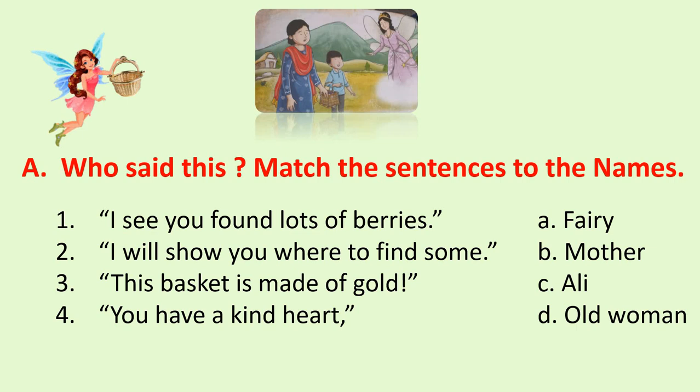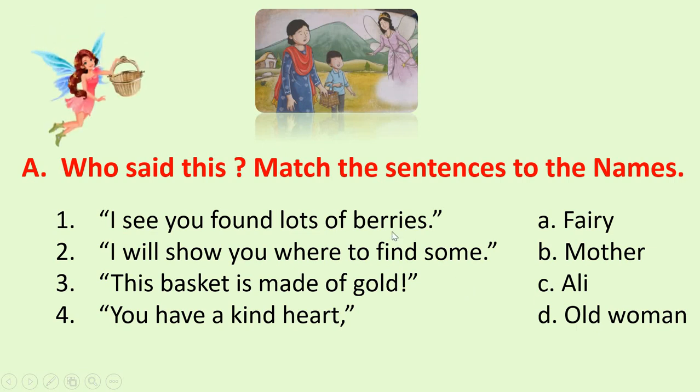First, I see you found lots of berries. I will show you where you find some. This basket is made of gold. You have a kind heart. And the matching words, the names in front of these, are fairy, mother, Ali and old woman. So let me see the answers.